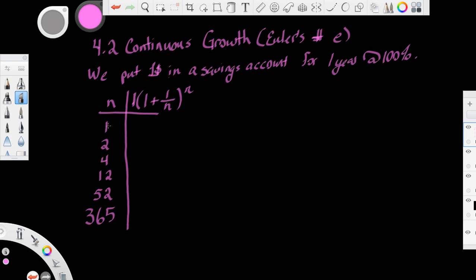Now, if we do it once, that's just going to compound at the end of the year, so that's just going to give us $2. If we do it twice, that means it's going to be 50% plus 50 more percent, so that's 50 cents the first time, which would be 1.50, plus 75 cents the next time, which would give us 2.25. Now, let's keep going up until we get to 365, which seems like we should get a lot of money if we compound it daily, but you will be surprised.